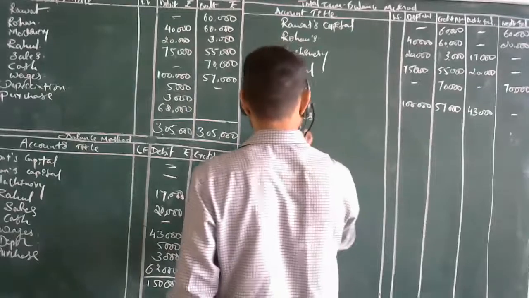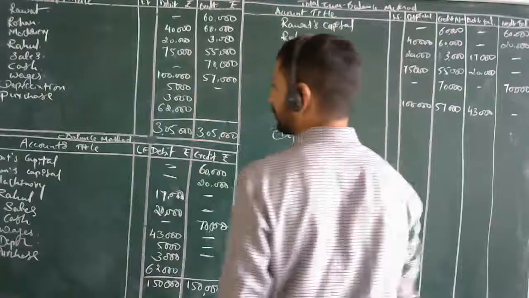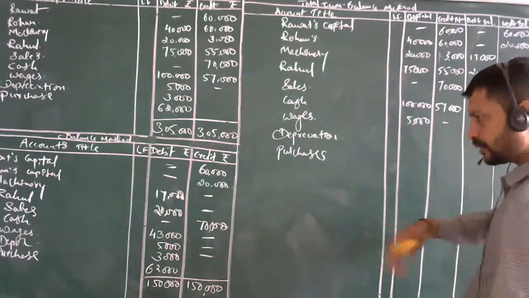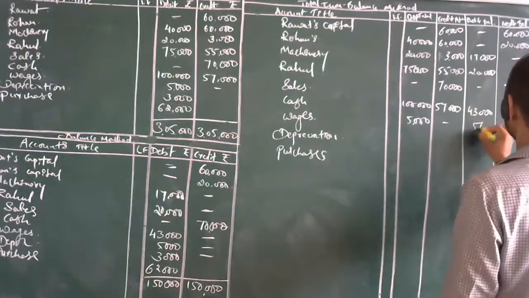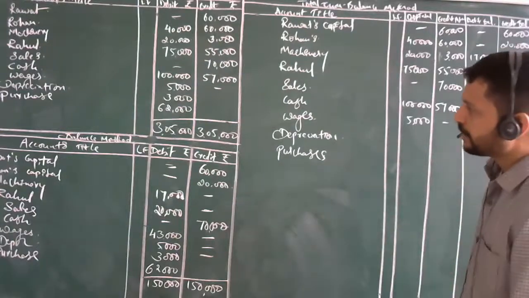Next, after this, wages. We are having wages. Then I will write here depreciation. After this, purchases. Wages is almost 5,000 as a total, debit. There is no credit. Then coming to the balance, balance is as well 5,000. Done. Wages got completed.